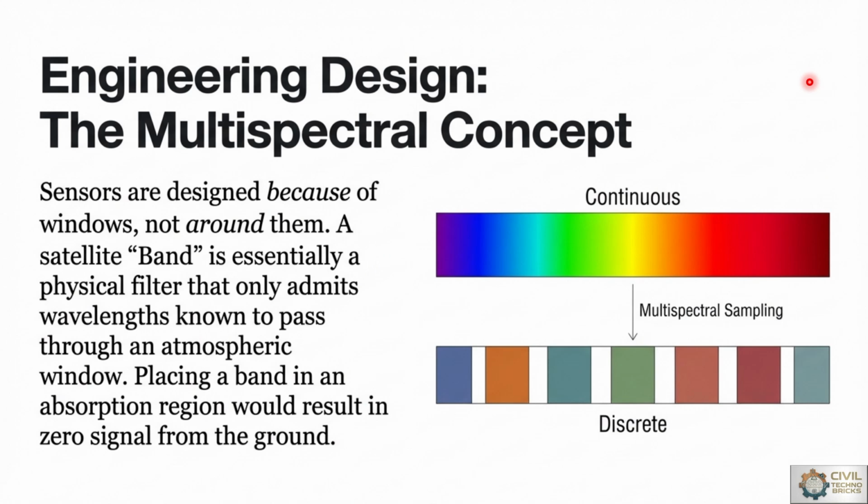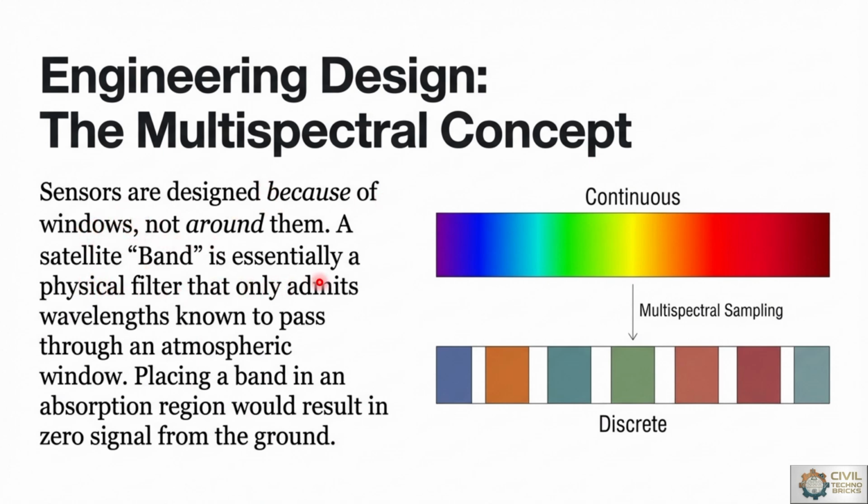Here we see the engineering design, that is the multispectral concept. The microwave atmospheric window is seen with reference to multispectral sampling, which is in discrete format. We see this discrete format with some color code, but actually all these colors are in the visible spectrum. The multispectral concept is based on sensors that are designed because of the atmospheric window.